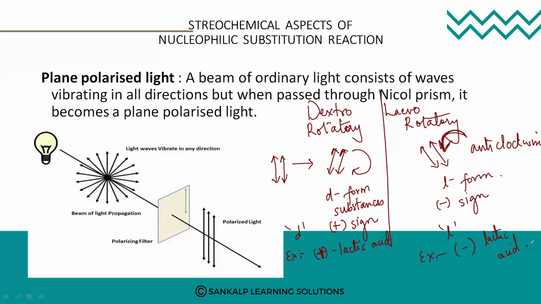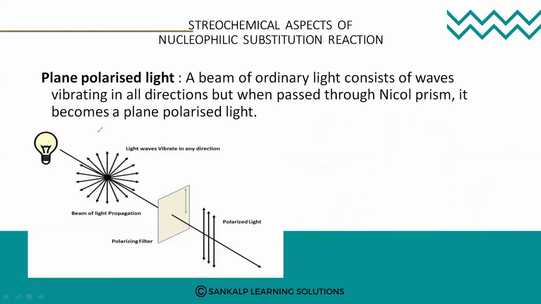Understood what is dextrorotatory and what is levorotatory? Whenever compounds have the ability to rotate the plane polarized light towards the right side, they are called dextrorotatory. And when they rotate the plane polarized light towards the left side, they are called levorotatory. Is it clear up to here? Yes, ma'am. I hope others have also understood.